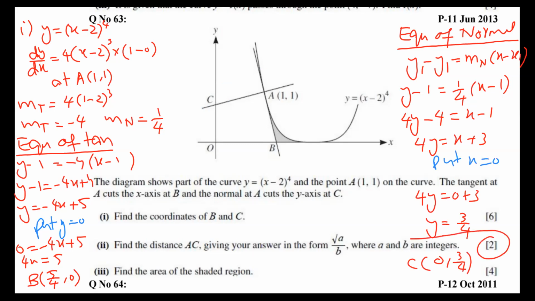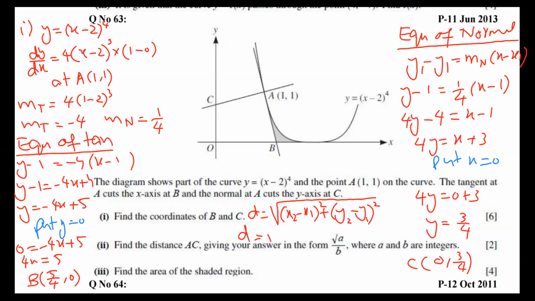Now for 2 marks, he's asking for the distance AC. A is here, C is here: C coordinates here, A coordinates there. And the distance formula all of us are familiar with: the square root of x2 minus x1 whole square plus y2 minus y1 whole square. Write it in any order. I can start from any, so start from here: 1 minus 0 whole square, and this 1 minus 3 by 4.